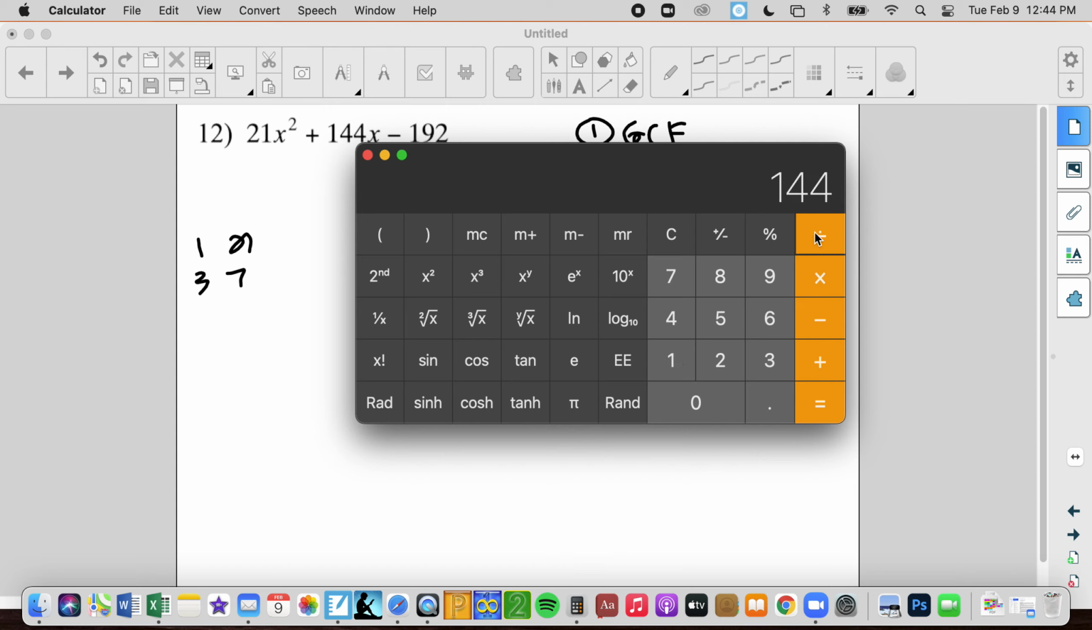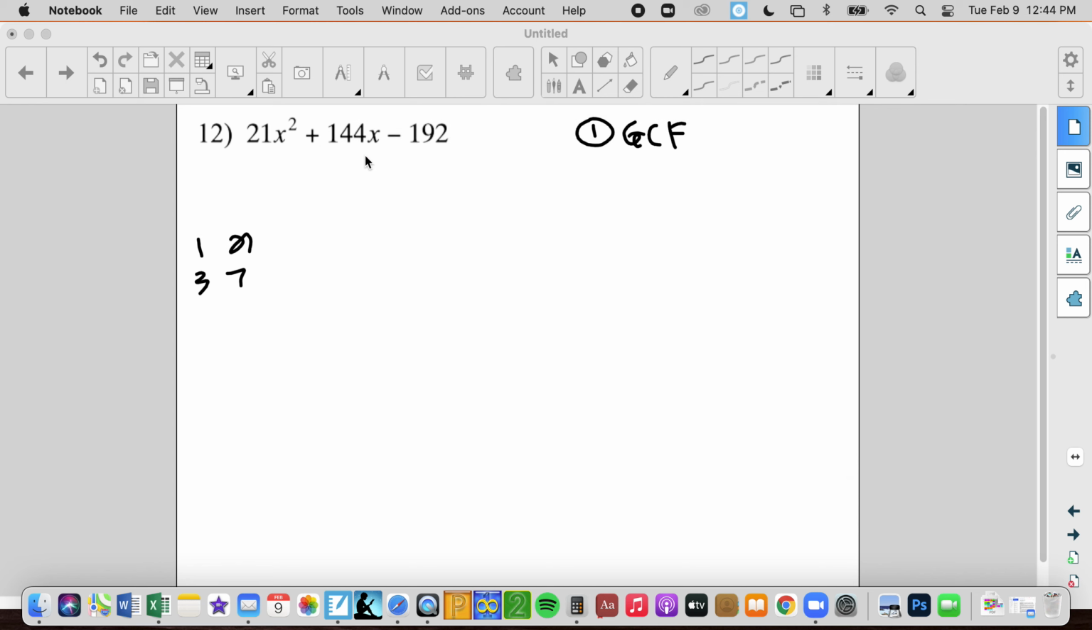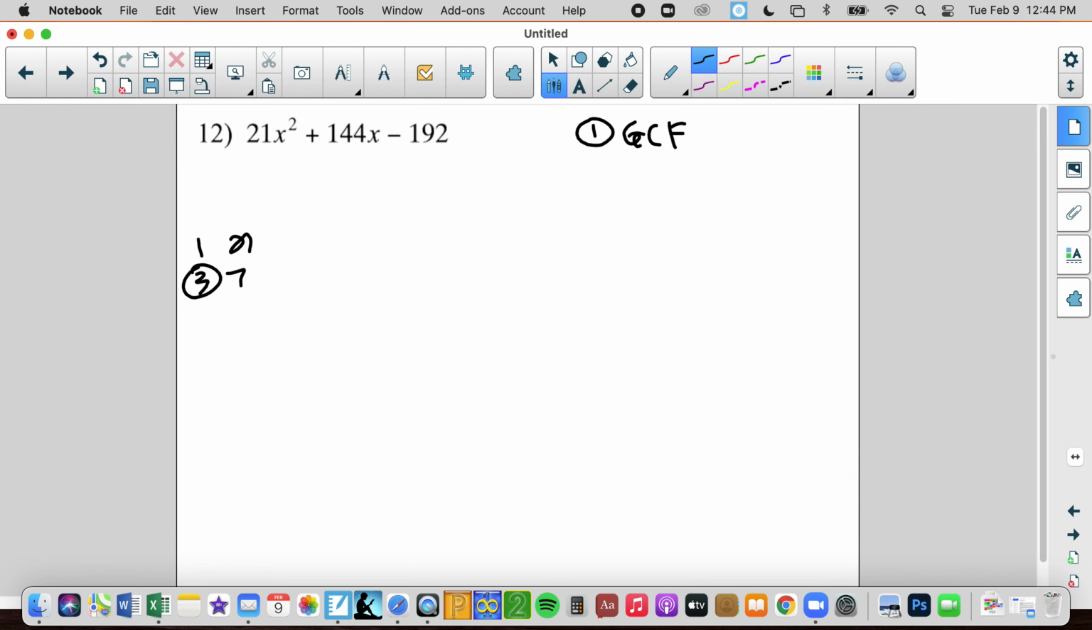144 divided by 7? Nope. 144 and 3. 144 divided by 3, yes, 48. 192 divided by 3, yes, 64. All right, so 3 is my greatest common factor. So I'm going to factor out a 3.